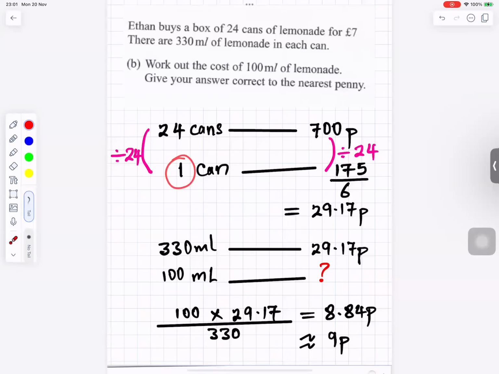Now, to get 1 can, you divide by 24. So 700 divided by 24 is 175/6, which is 29.17 pence. But 330 milliliters is 29.17 pence. So what's 100 milliliters? To get to 100, you cross multiply. It's better to cross multiply. 100 times 29.7 divided by 330 gives you 8.84, which is 9 pence to the nearest penny for 100 milliliters.